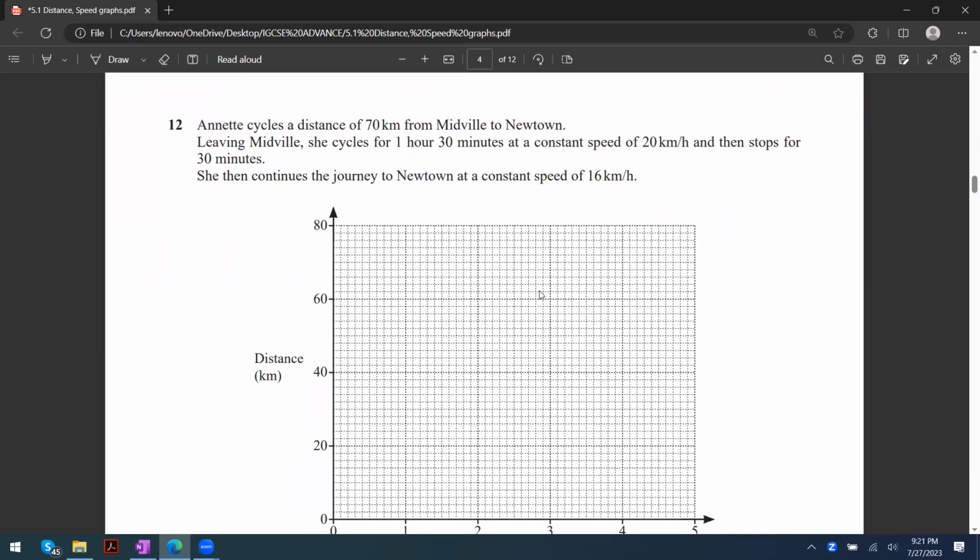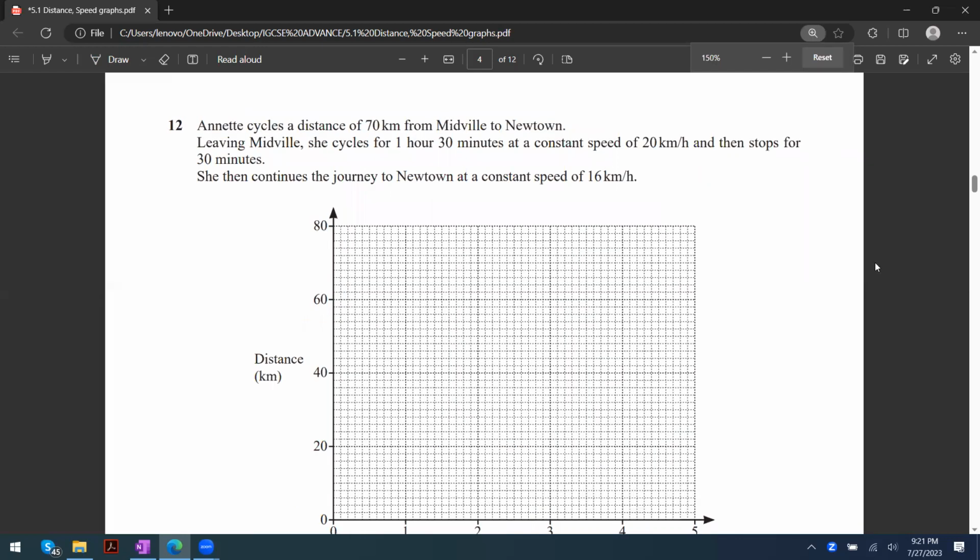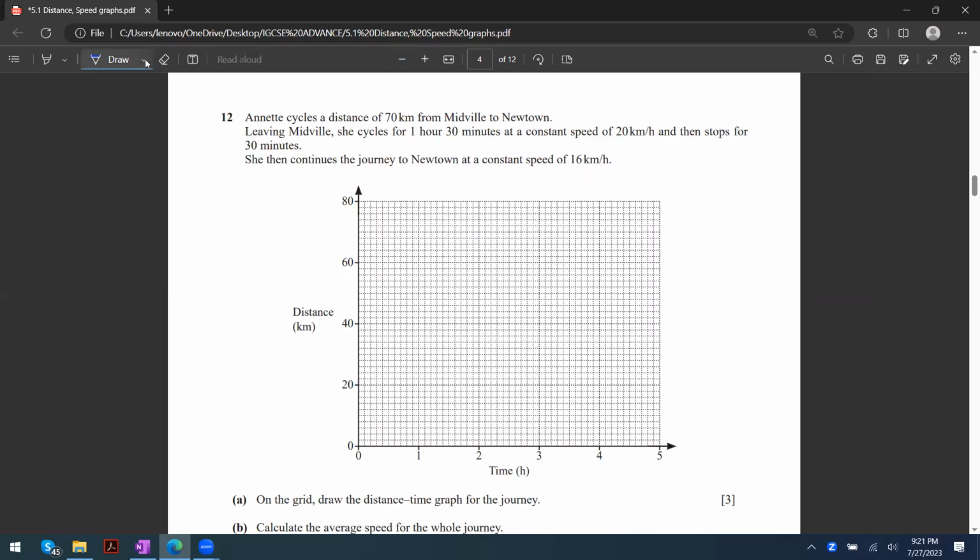Now we have to plot a distance time graph. Annette cycles a distance of 70 kilometer from this town to this town. Leaving Midvalley, she cycles for 1 hour 30 minutes at a constant speed of 20 kilometer per hour, and then stops for 30 minutes. She then continues the journey. So draw this distance time graph. I'm sure you can do it.